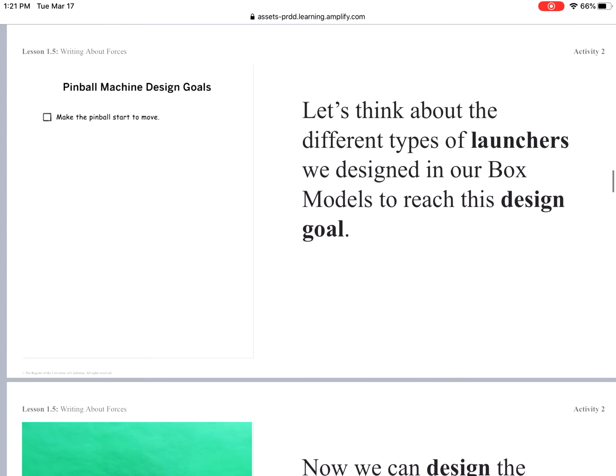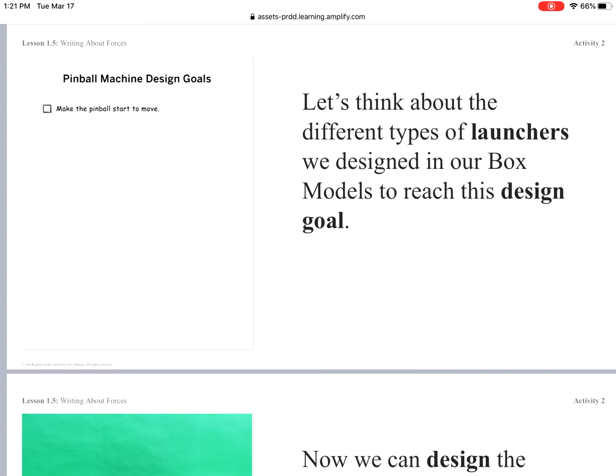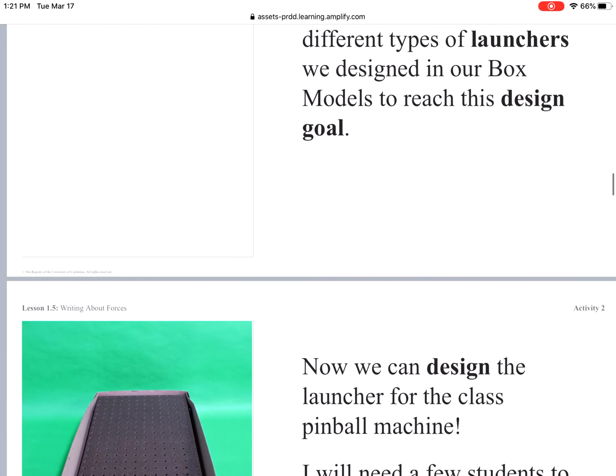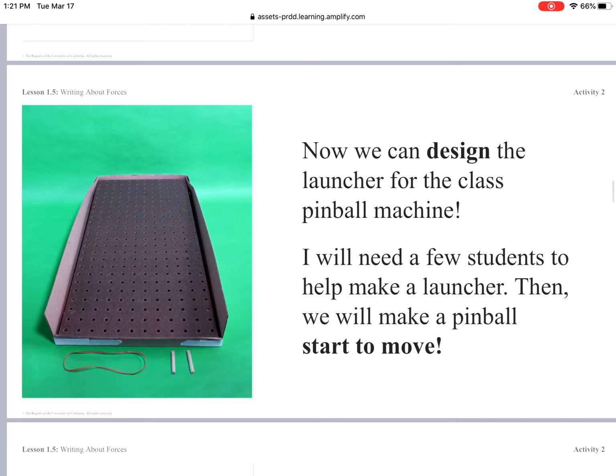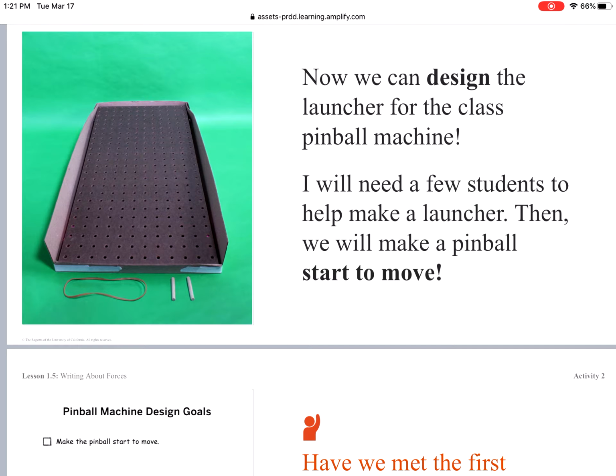Let's think about different types of launchers we designed in our box to reach the design goal. Now we can design the launcher for the class pinball machine. So they have this box with this little board down the middle with little holes in it. I will need a few to help me make the launcher. Again, we're not doing the launcher, boys and girls, because we're at home right now.